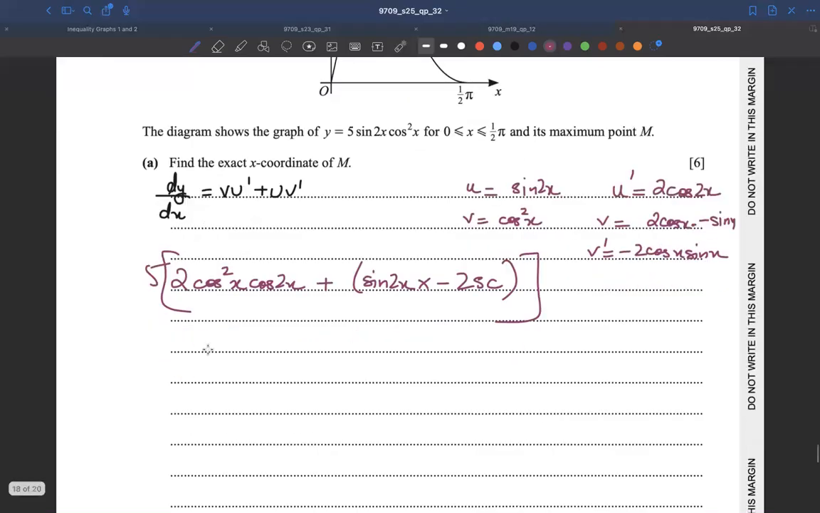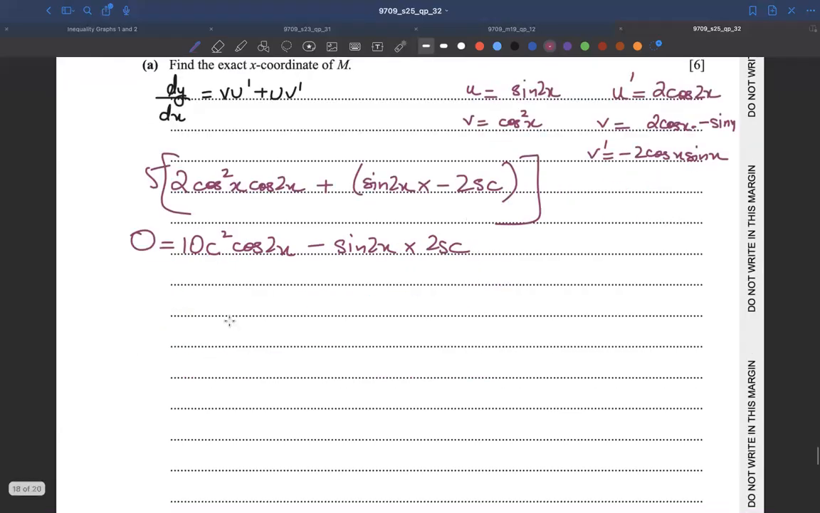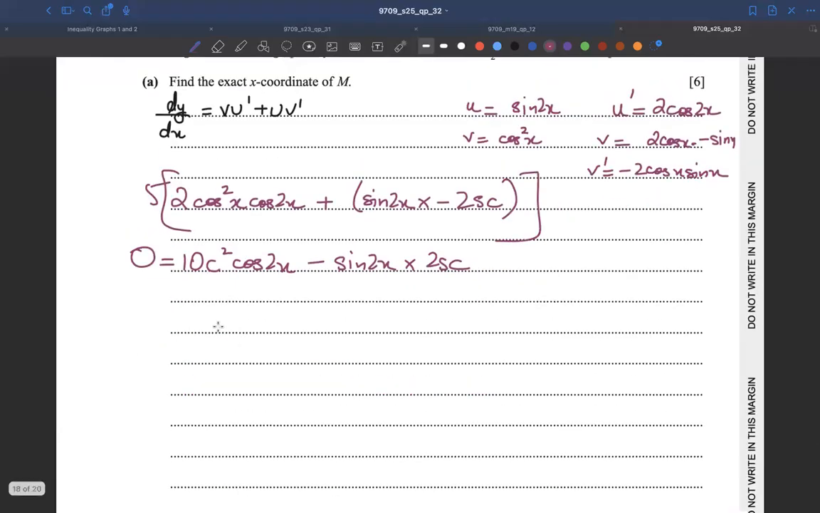So we'll get 10 cos squared x cos 2x minus sin 2x into 2 sin x cos x. Now to make this positive, we'll put it equal to 0 as it's a maximum point. We'll take it to the left-hand side, and we get sin 2x into 2 sin x cos x equals 10 cos squared x into cos 2x.